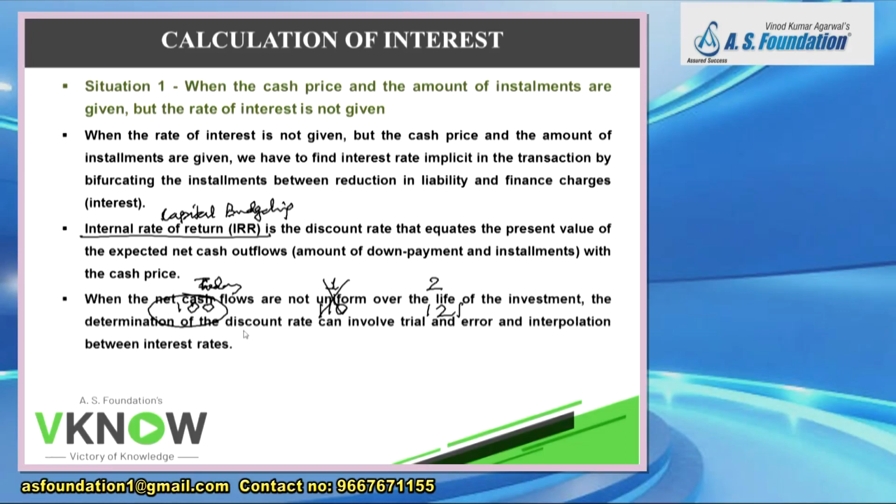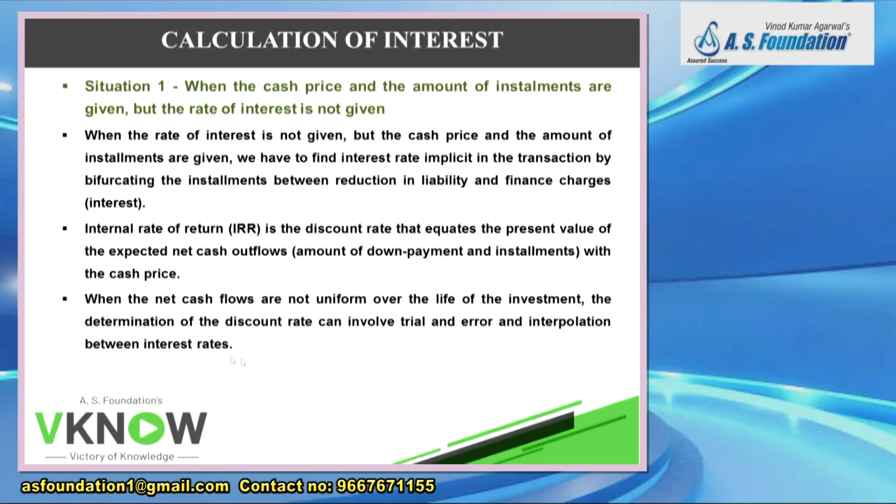Okay. Earlier we were given the interest rate, so we found the cash price. Now it is a reverse working. We are given the cash price, and from that we have to find the interest. Right. So that becomes a little more difficult task. When the net cash flows are not uniform over the life of the installment, the determination of the discount rate can involve trial and error and interpolation between interest rates.